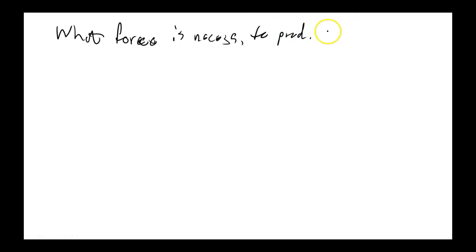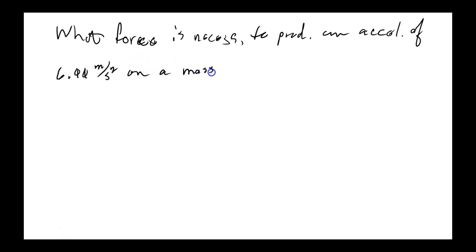Example 1. This is on page 126 if anyone has a book. I'm going to start off by writing the problem for you. I won't do this on all of them. What force is necessary to produce an acceleration of 6.00 meters per second squared on a mass of 5.00 kilograms? There's the problem. Those are the right units for an acceleration.